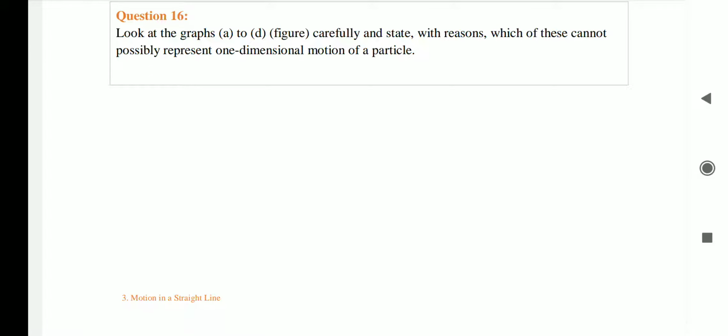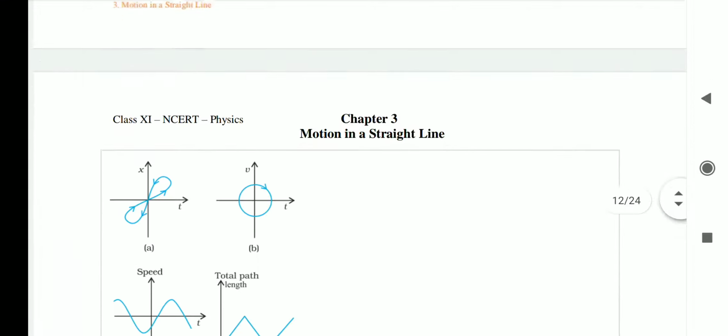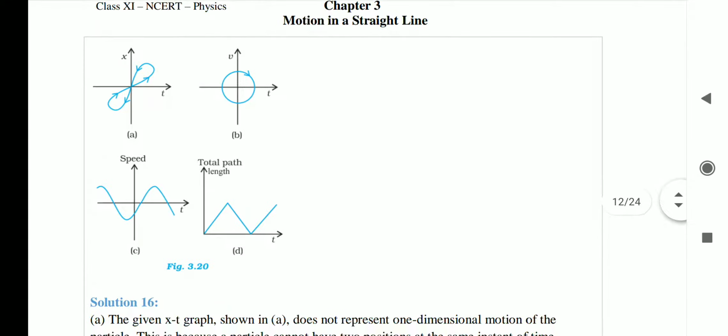Let us do a few problems related to graphs from your NCERT book back exercise. This is question number 16. Look at the graphs A to D carefully and state with reason which of these cannot possibly represent one-dimensional motion of a particle. Now, before coming to the concept, first of all, let's study what one-dimensional motion is.